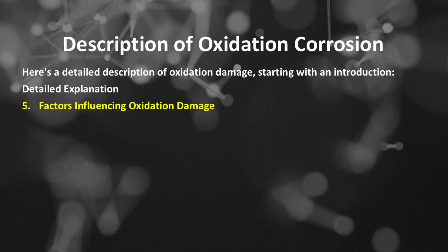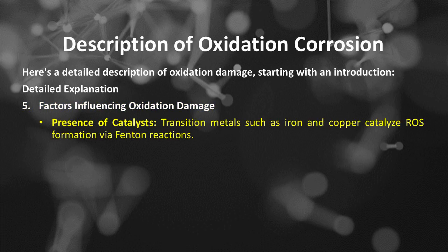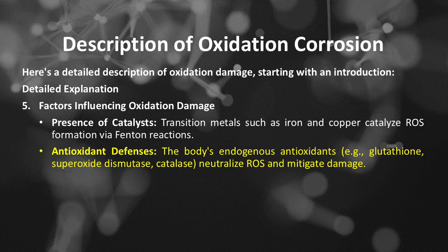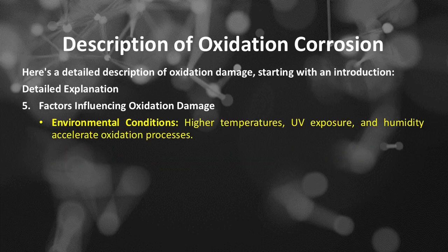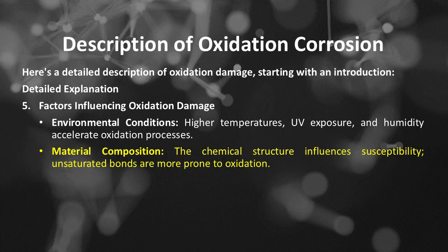Number 5 of detailed explanation of oxidation damage is factors influencing oxidation damage. Presence of catalysts: transition metals such as iron and copper catalyze ROS formation via Fenton reactions. Antioxidant defenses: the body's endogenous antioxidants, such as glutathione, superoxide dismutase, catalase, neutralize ROS and mitigate damage. Environmental conditions: higher temperatures, UV exposure, and humidity accelerate oxidation processes. Material composition: the chemical structure influences susceptibility; unsaturated bonds are more prone to oxidation.